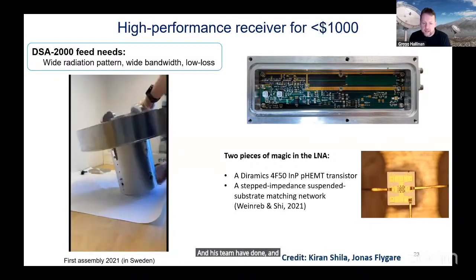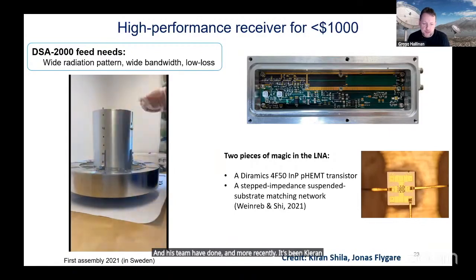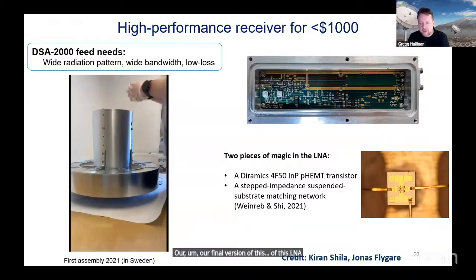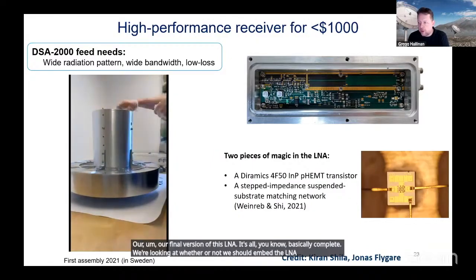And that's really what Sandy and his team have done. And more recently, it's been Kieran Scheila and Steve Payton who have led this effort to produce what is our final version of this LNA. It's all basically complete. We're looking at whether or not we should embed the LNA in the feed, but other than that, it's ready for production.